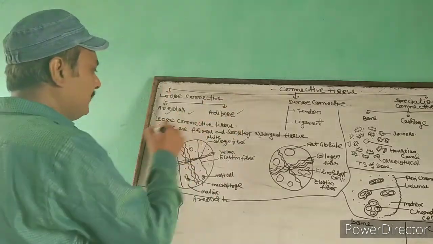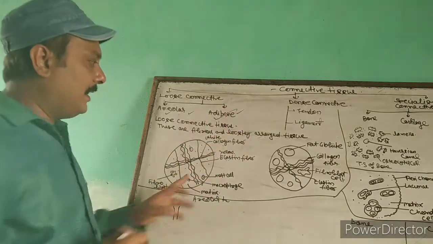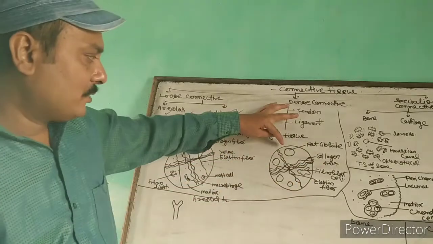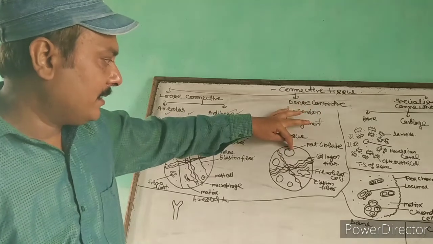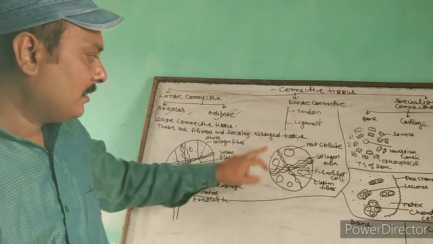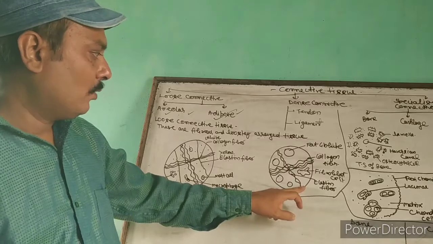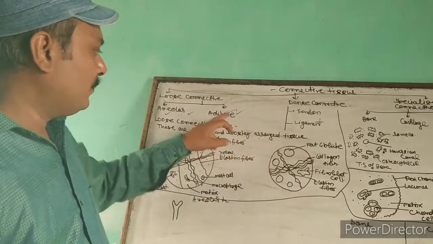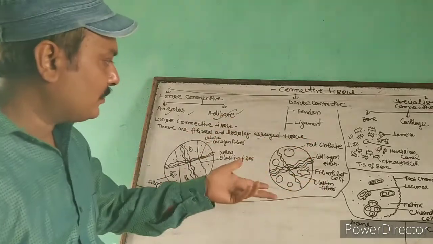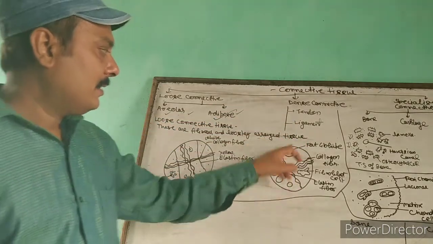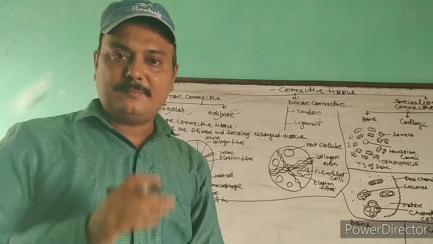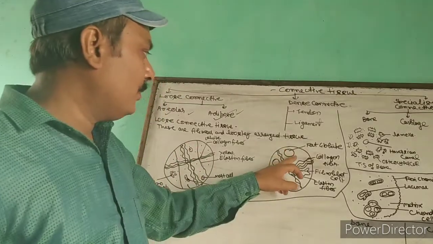OK, so now we understood this. Now the adipose diagram. See this diagram properly. Now fat globules are inside it, and these are the collagen fibers, and this is the elastin fiber. OK, so adipose tissue is also made up of two types of fibers, collagen fiber and elastin fiber, but they contain a maximum amount of fat globules inside it.